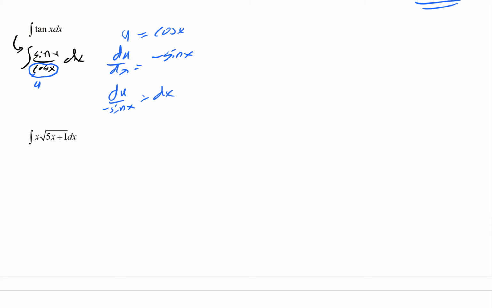Now let's rewrite everything. This is going to be the integral of sine. That didn't change. Cosine became a u. My dx became du over negative sine x. Stuff cancels. These cancel. And you get negative. I pull the negative out. Integral of 1 over u. That's a good integral for me.